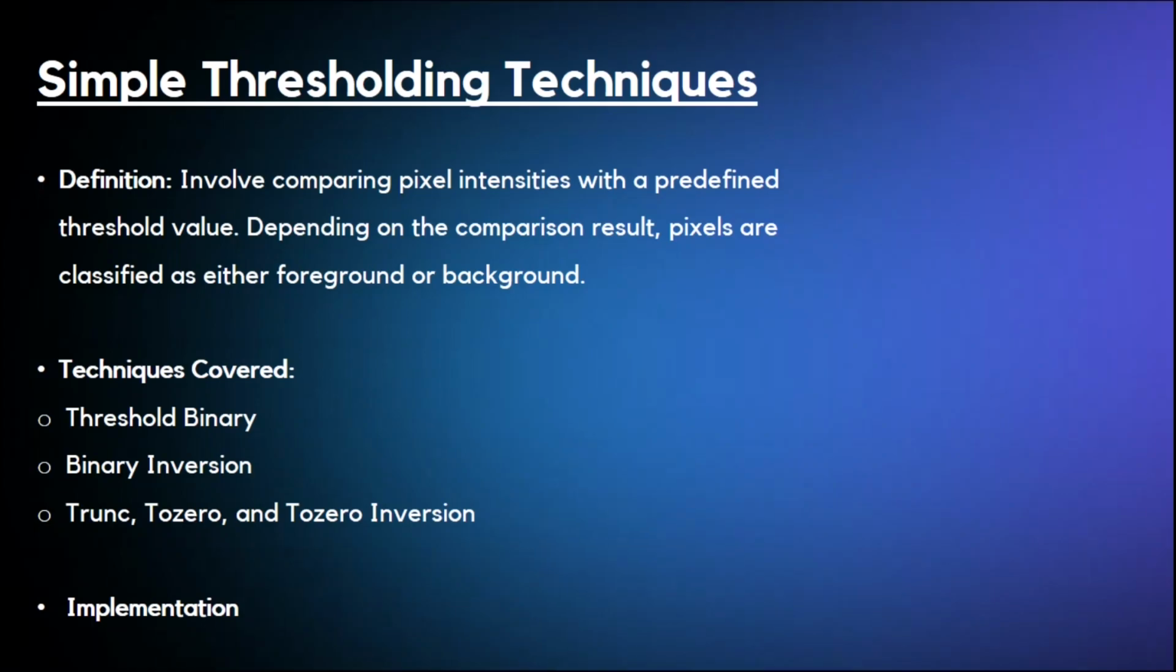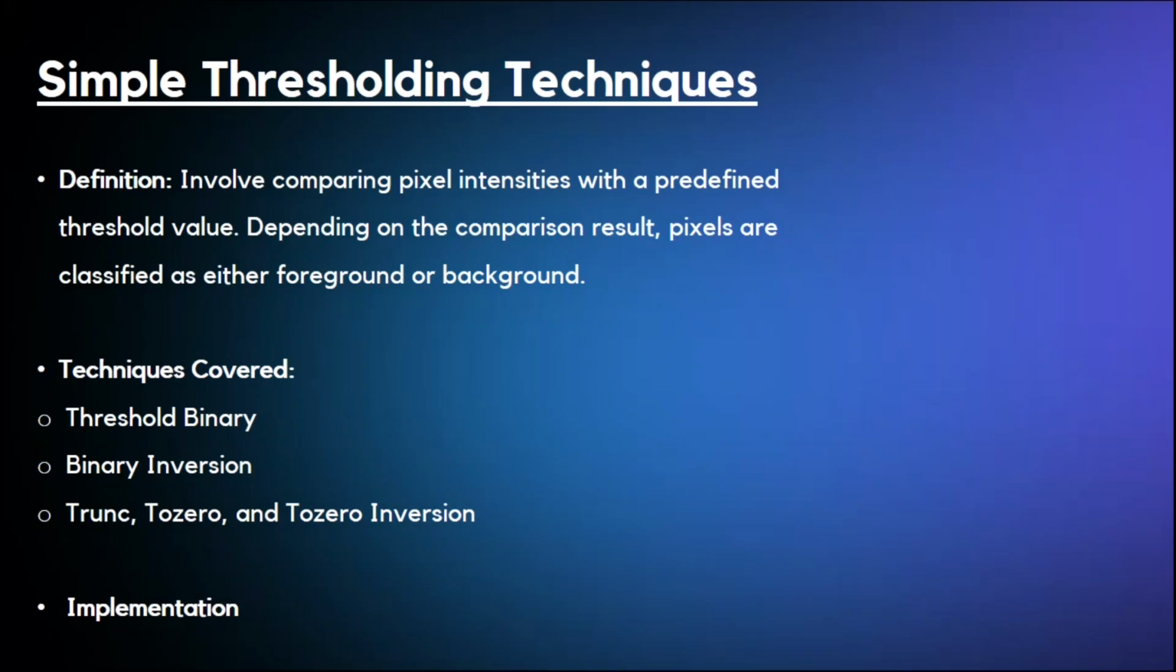We'll start by exploring threshold binary, which classifies pixels based on a predefined threshold value. Pixels above the threshold become white, while those below become black. Next, binary inversion, where the result is inverted compared to threshold binary. This means pixels below the threshold become white, and those above become black.